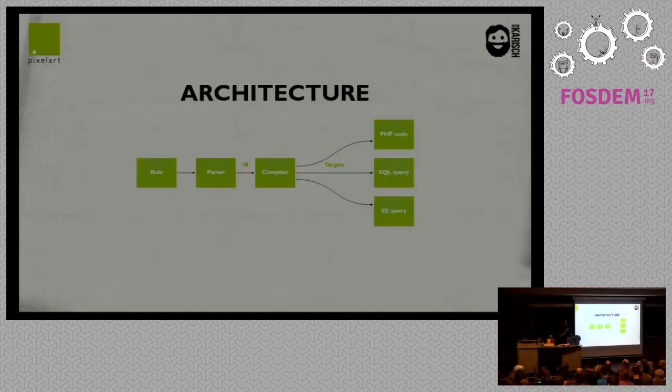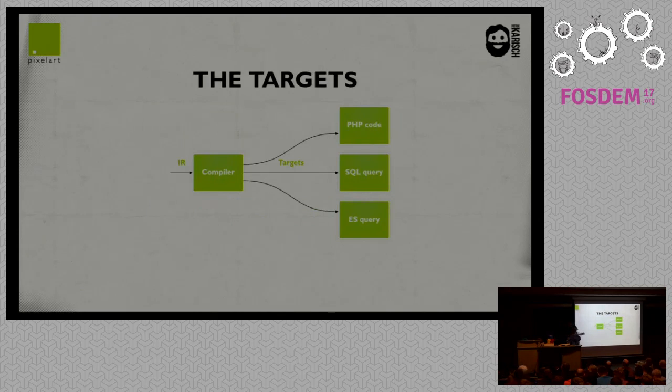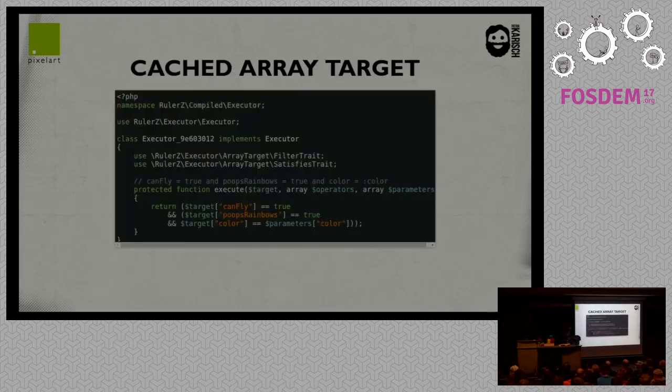So let's take a look under the hood. This is the basic architecture of Rulerz, which means your rule gets parsed by a parser and compiled into an intermediate representation, called an AST, abstract syntax tree, by an awesome library, Hoa Compiler. And this intermediate representation is compiled to PHP code, SQL queries, Elasticsearch queries, which means on runtime, nothing is parsed again. If your rule is parsed once, it's compiled effectively to PHP code.